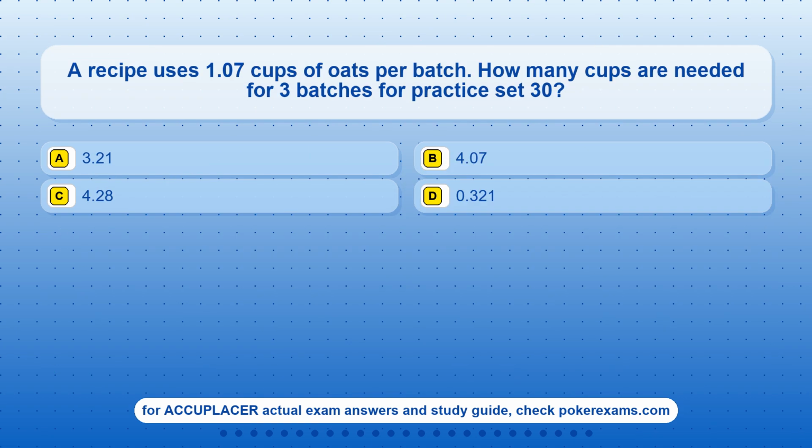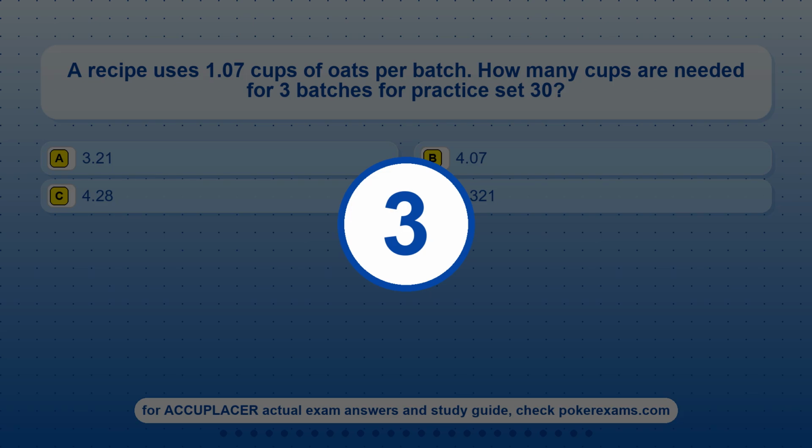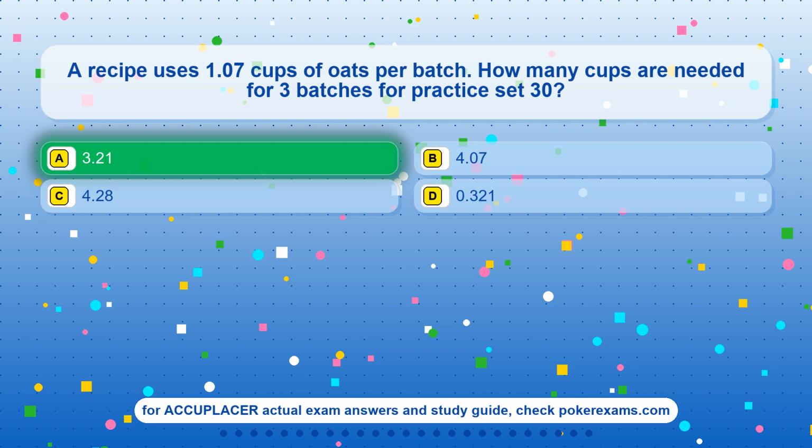Question 15. A recipe uses 1.07 cups of oats per batch. How many cups are needed for 3 batches for practice set 30? Option A, 3.21. Option B, 4.07. Option C, 4.28. Option D, 0.321. The correct answer is option A, 3.21.